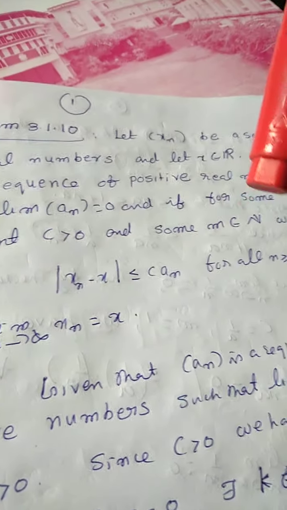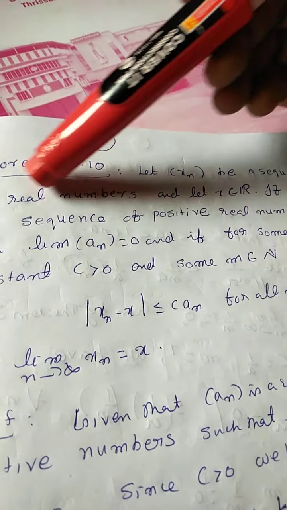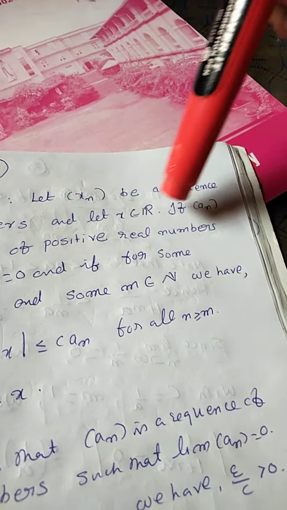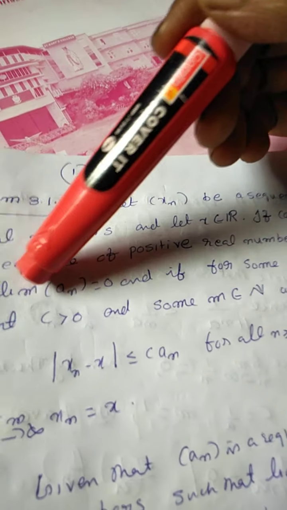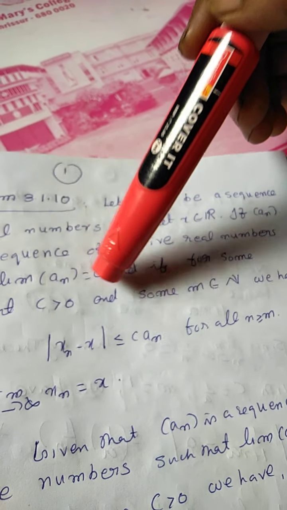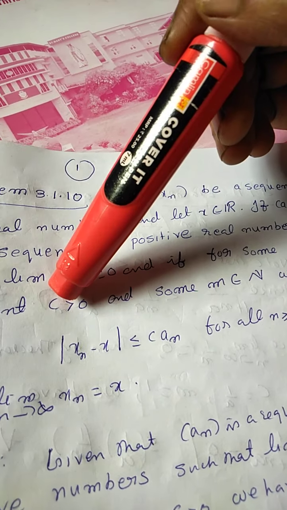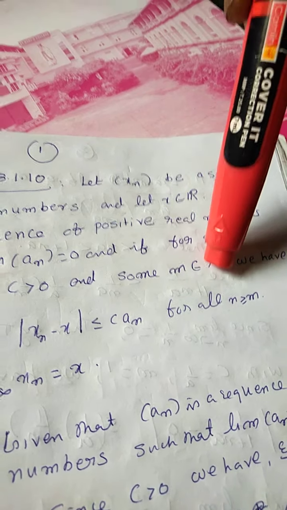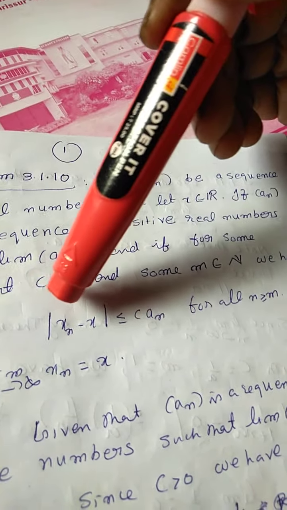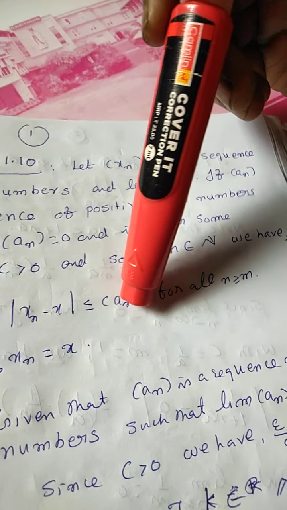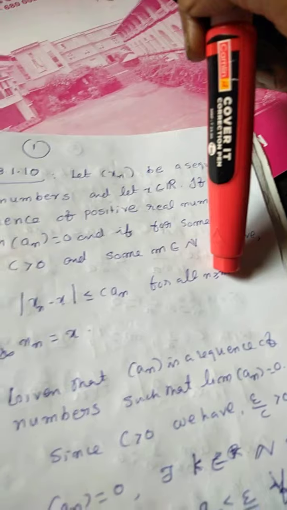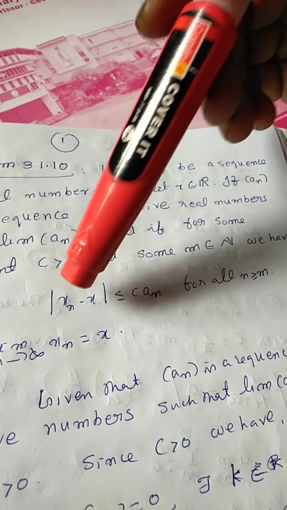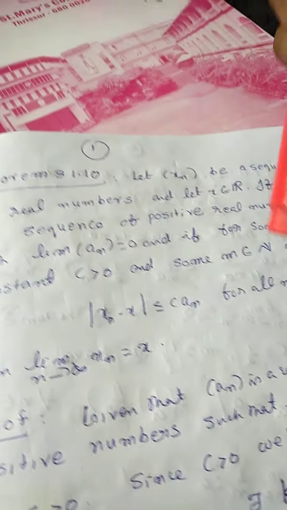xn equal to x. Let us restate: if xn is a sequence of real numbers, x belongs to R, an is a sequence of positive real numbers whose limit is equal to 0, then for any constant c greater than 0 and some m belong to N, if modulus of xn minus x is less than or equal to c an for all n greater than or equal to m, then this xn converges to x.